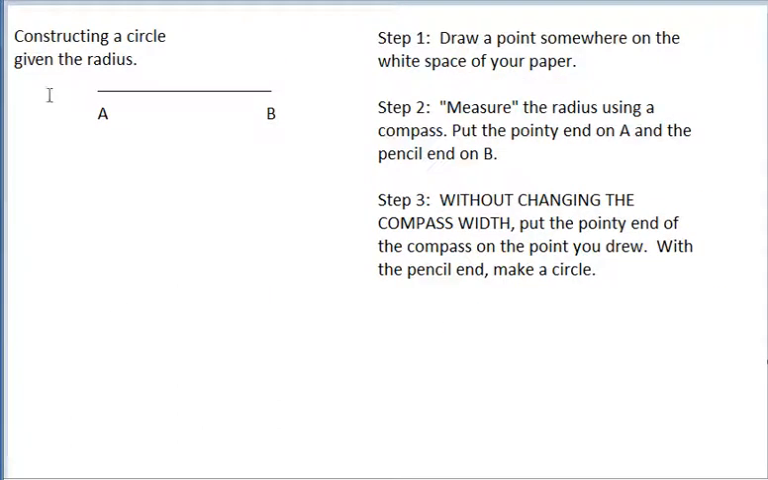Next, we're going to learn how to construct a circle given a radius. And you guys did this a little bit already, but just in case you have forgotten, I typed up all the steps here. The first step, you want to draw a point somewhere in the white space of your paper. So I'm going to go ahead and do that. I'm just going to draw a point.